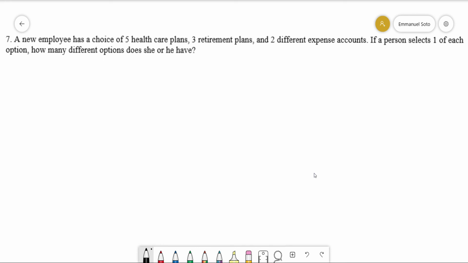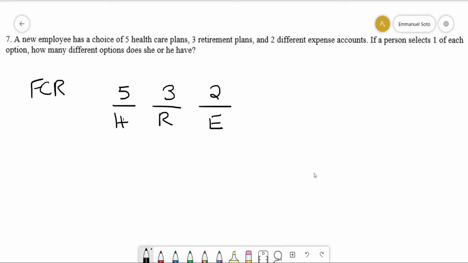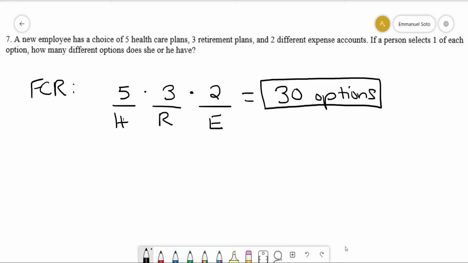So this is a classic example of the fundamental counting theorem. You have essentially three slots, because you want to choose one from each of 3 different plans. This is healthcare, this is retirement, and this is expense. You have 5 different healthcare plans, 3 different retirement plans, and 2 different expense accounts. The fundamental counting rule states that we can multiply the 3 different ways of doing stuff, and we get a total. So we get a total of 30 options. That takes care of number 7. Nothing too crazy.